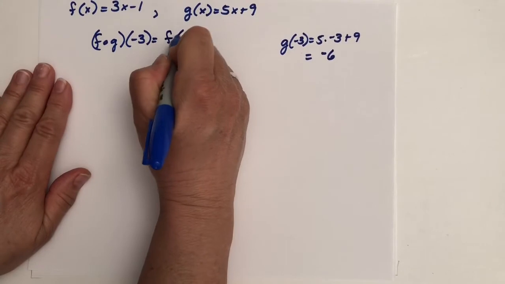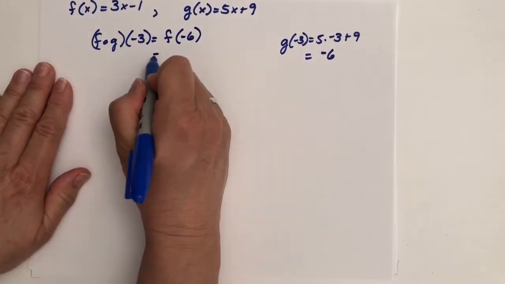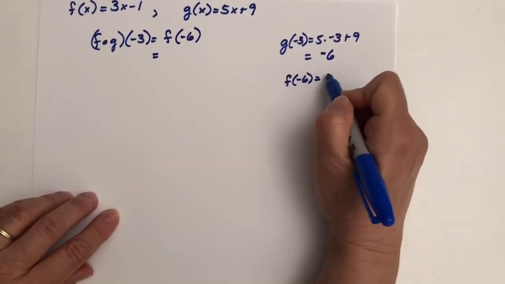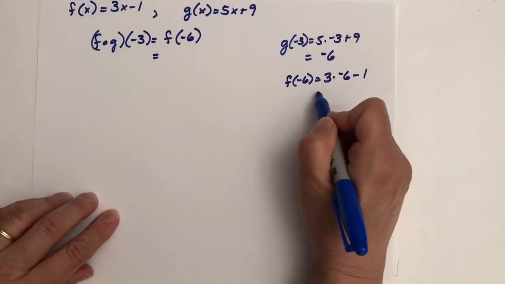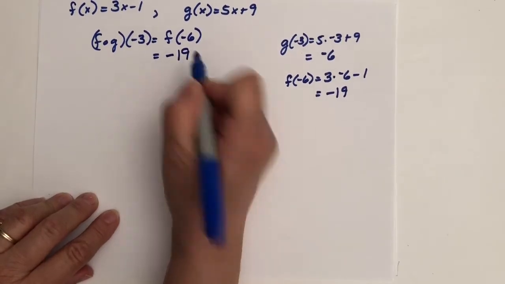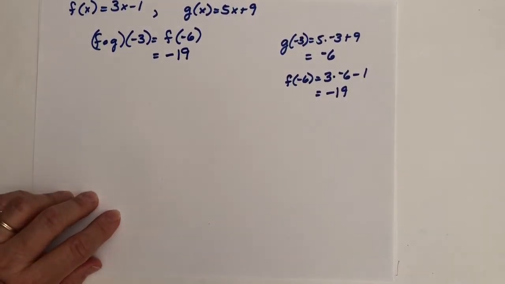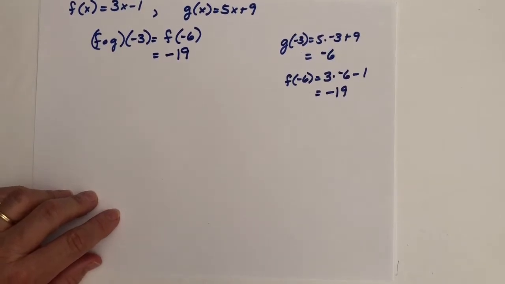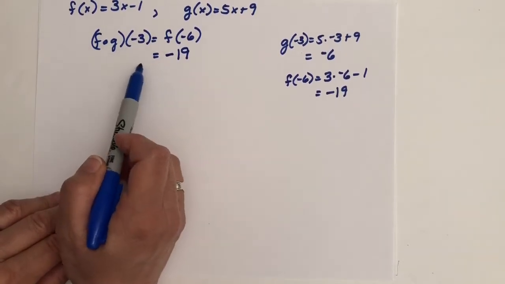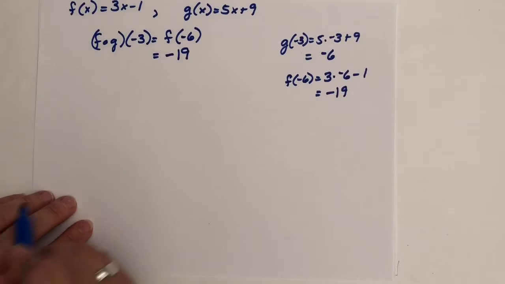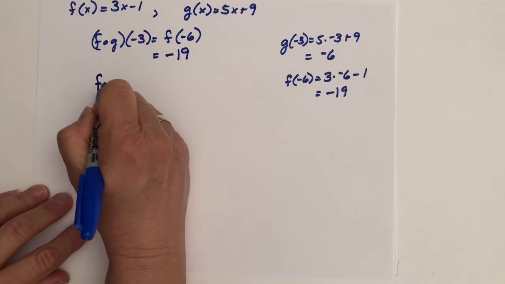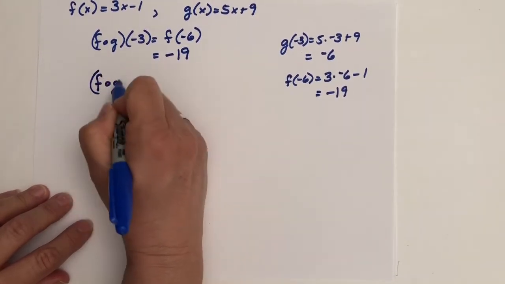So here's our negative 6 right here. So we're talking about f of negative 6. And we pop negative 6 into our f function. And we have 3 times negative 6 minus 1. And we have negative 19. Take care with your order of operations. Sometimes, though, instead of wanting f composed with g of negative 3 or f composed with g of 11, I want the brand new function that would be this, f composed with g of x.